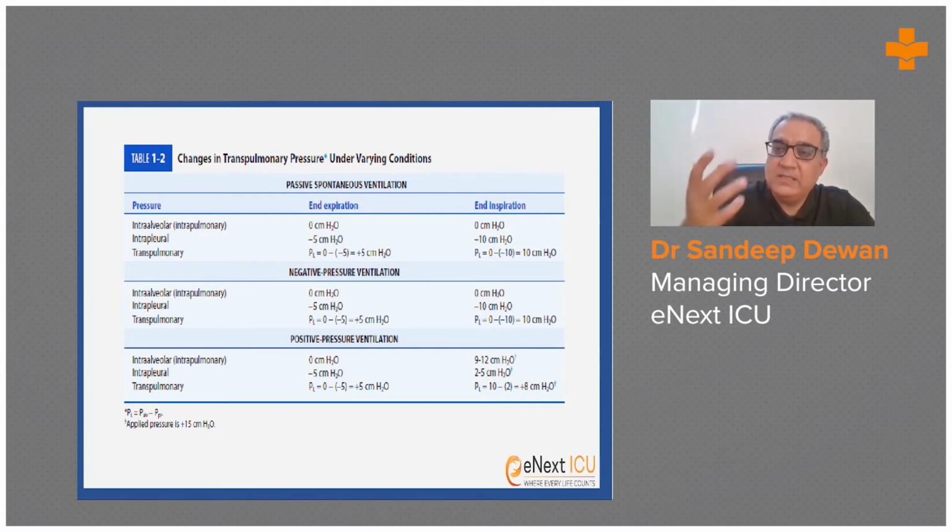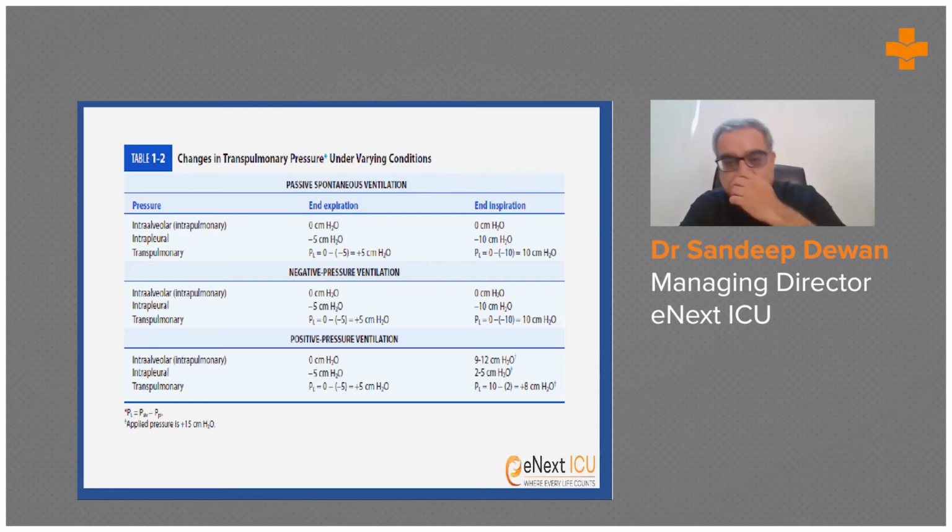And when we are exhaling, it becomes less negative. So it's not that during exhalation the intrapleural pressure is still negative. As you can see, it's -5, but it's less than during inspiration. So the air comes out.